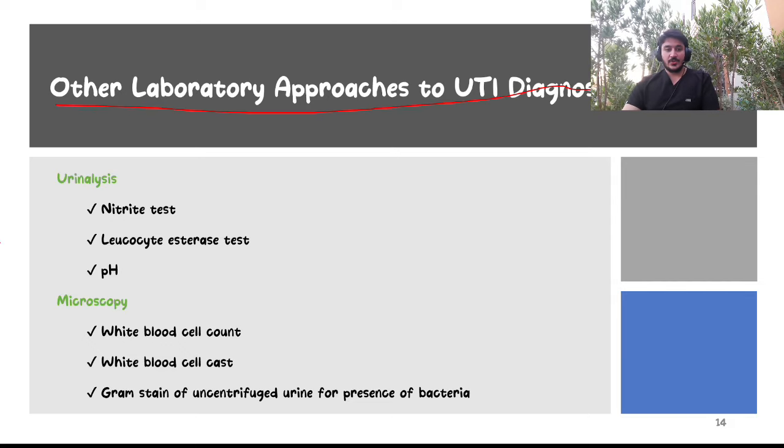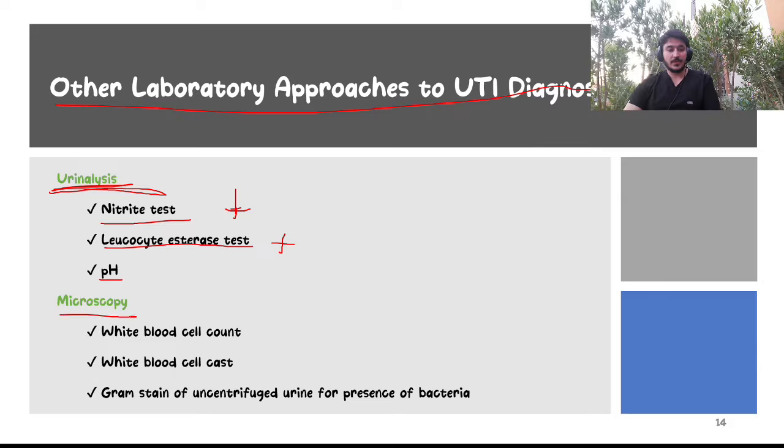Other diagnostic approaches: urine analysis, which is very important. It's the most important initial step for the diagnosis of UTI. And what do we look for? We look for the nitrite test. Nitrites, if positive, tell us it's a bacterial infection. Leukocyte esterase test, if positive, tells us there is inflammation, and we look for the pH.